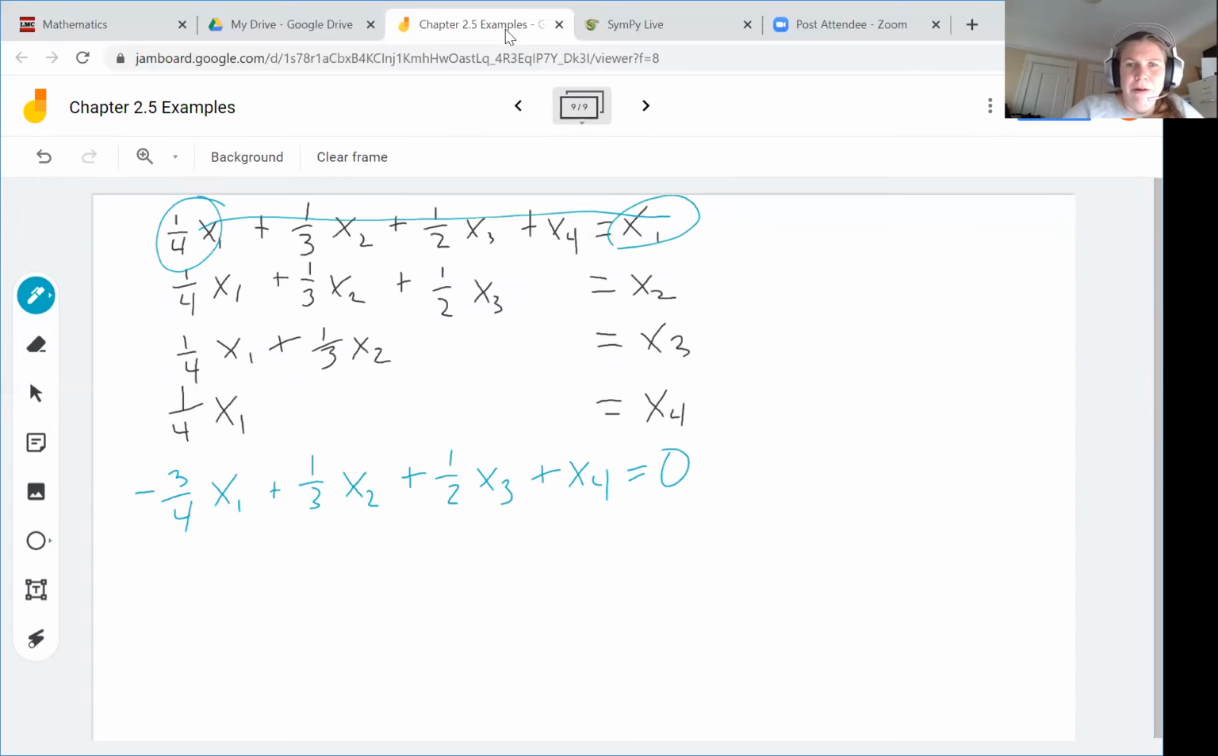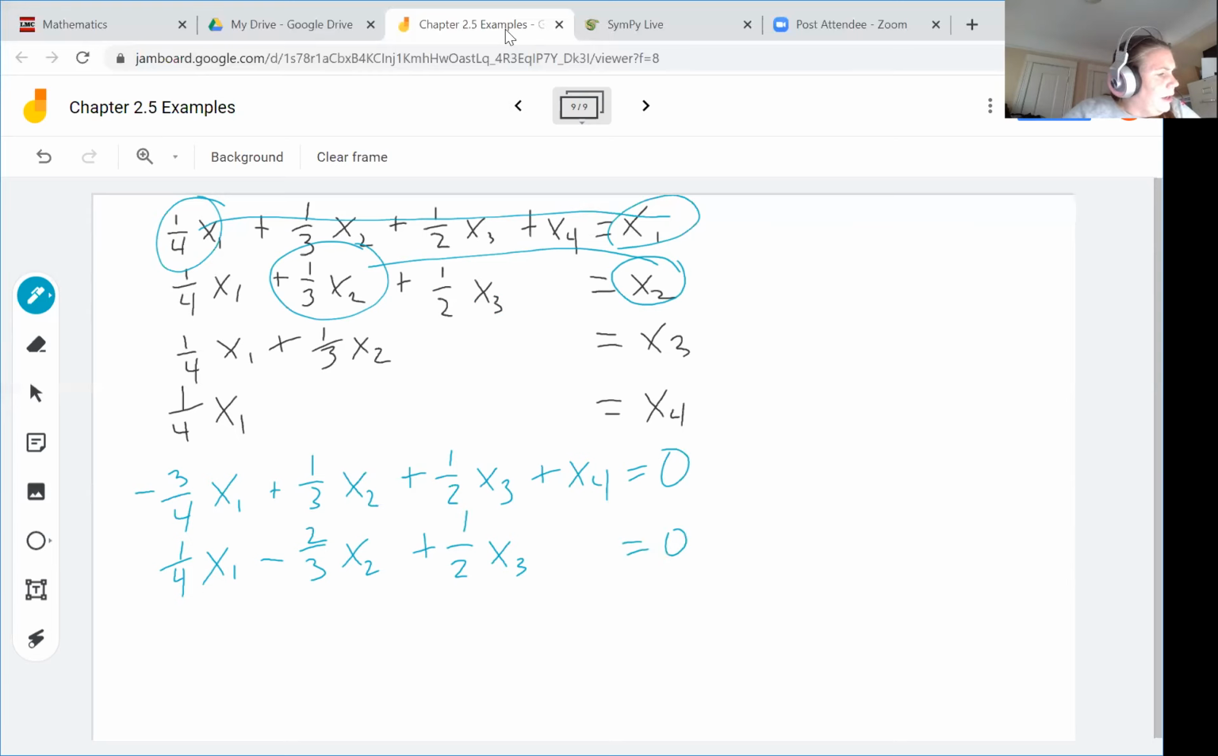Then in the next row, I'm going to take the x2 and move it over and subtract it from the 1/3 x2. And so this gives us 1/4 x1 minus now 2/3 x2 plus 1/2 x3, because the rest of the linear equation remains unchanged, equals 0. And then we get in the next row, I'll switch colors. So taking the x3 and subtracting it from right here where there's no value. So we're going to have 1/4 x1 plus 1/3 x2 minus x3 equals 0.